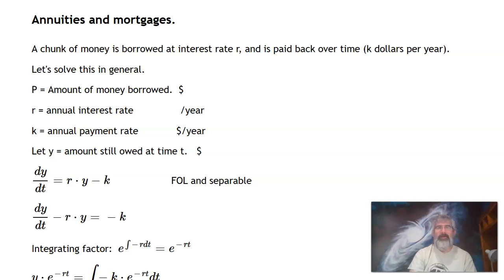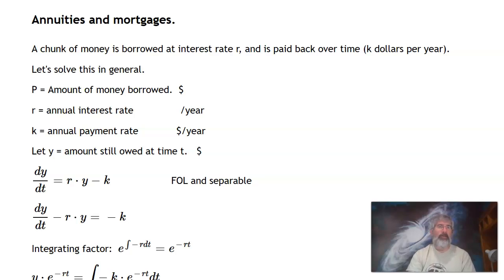In this video, we're going to do another application of first order differential equations. In particular, we're looking at compound interest as it applies to annuities and mortgages. Now, first of all, annuities and mortgages are essentially the same thing. It just depends on which side of the transaction you're on.